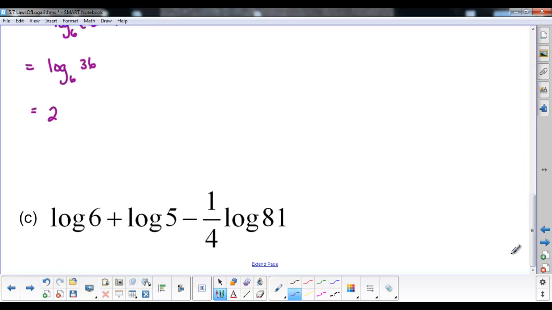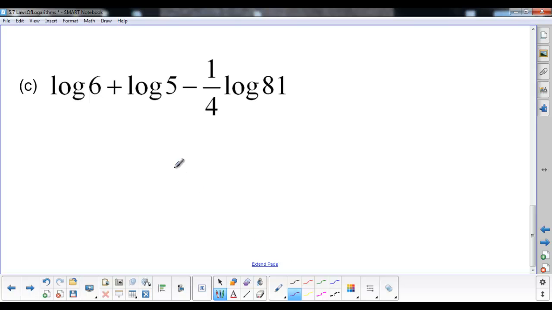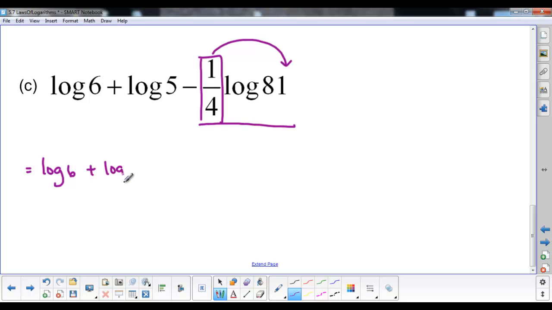Okay, and in this one, we have a few things going on. The first thing I notice is that this last term actually has a coefficient of 1 over 4. So what I'm going to do first is use the power law and change that to an exponent. So I'll rewrite the first two terms, log 6 plus log 5, and then now this becomes log 81, and the argument has an exponent now of 1 over 4.